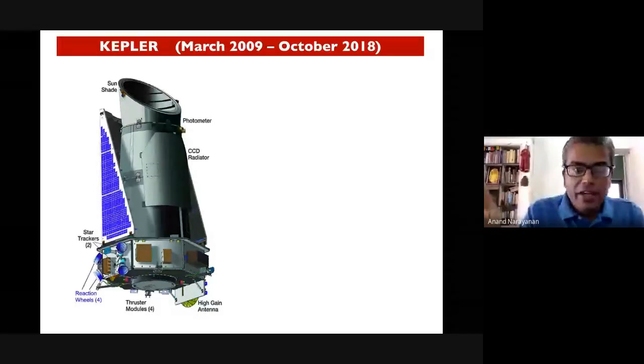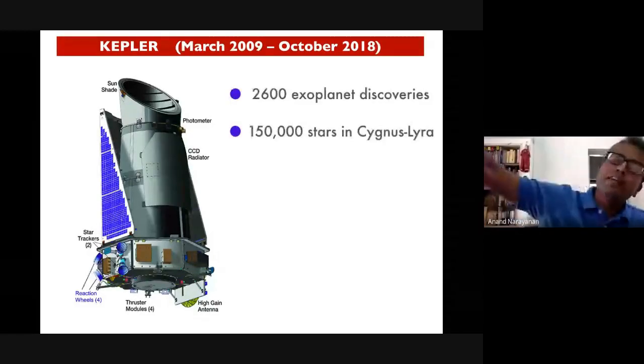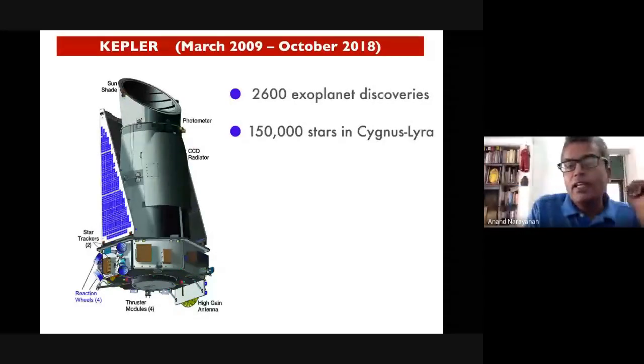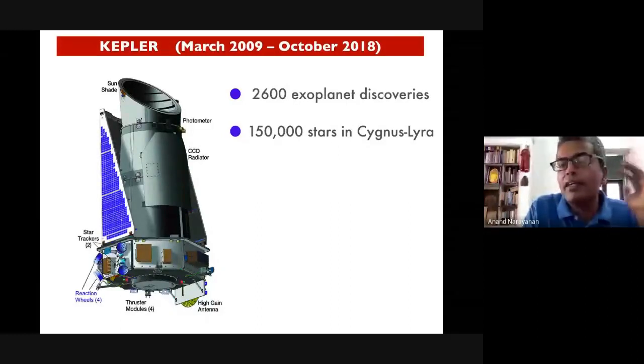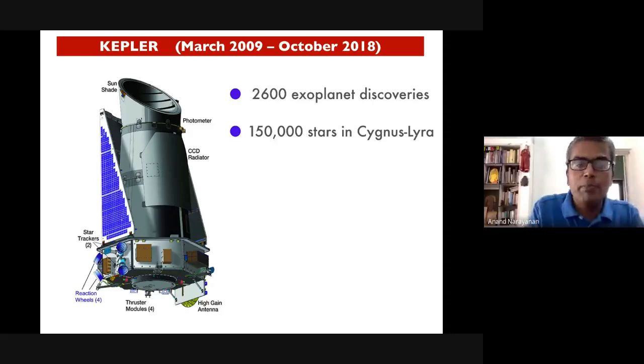In the 10-year duration that the Kepler mission lasted, Kepler observed about 150,000 stars in a particular direction in our own galaxy. It kept on monitoring the brightnesses of those 150,000 stars and found around 2,600 extrasolar planets. So we know of 4,200 totally. Out of that, 2,600 planet discoveries have come from the single Kepler mission.